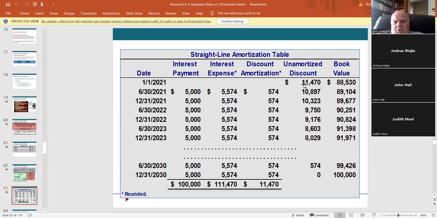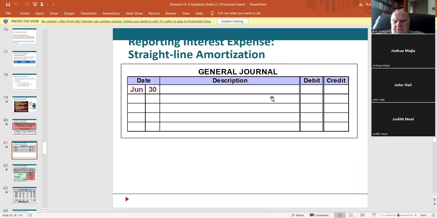Now we have to, for the next 10 years, twice a year we have to amortize. And where do we get the amortization money? We got it from taking the $11,470, since this is straight line, and dividing it by the number of periods, and it turned out to be $574.